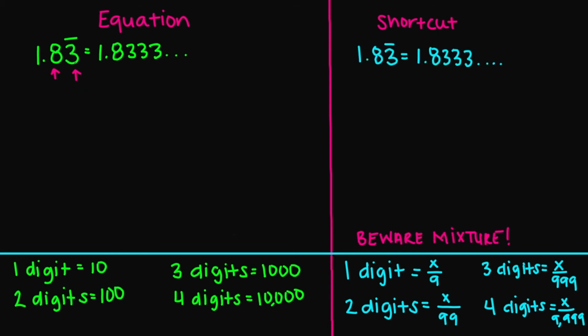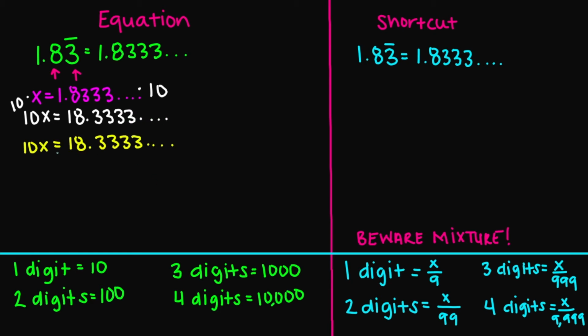All right, so now let's go back to the equation. So I'm going to let x equal my 1.8333 repeating. Since I only have 1 digit that's being repeated, I'm still going to multiply both sides of my equation by 10. So this is going to be 10x equals 18.3333 repeating. And I'm going to rewrite my equation so that my 10x is on top. So we have 10x equals 18.3 repeating. And then I'm going to add my x here. X equals 1.8333 repeating.